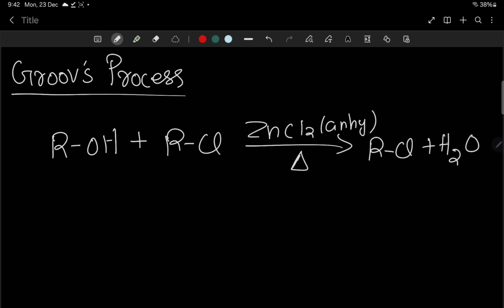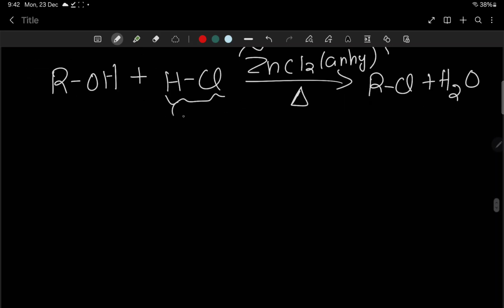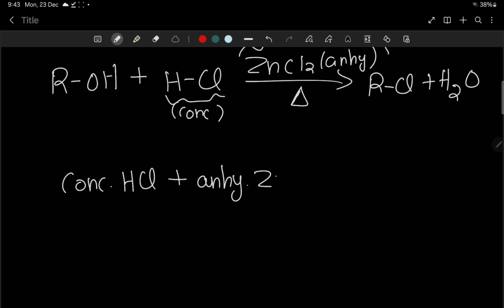Okay. So this is called Groove's process. Here, what's the thing? We are using HCl, and we used a special reagent here which we didn't tell, that is ZnCl2. You understand that this HCl should be concentrated, very important. Now this concentrated HCl plus this anhydrous, means without water, anhydrous ZnCl2 is called Lucas reagent.